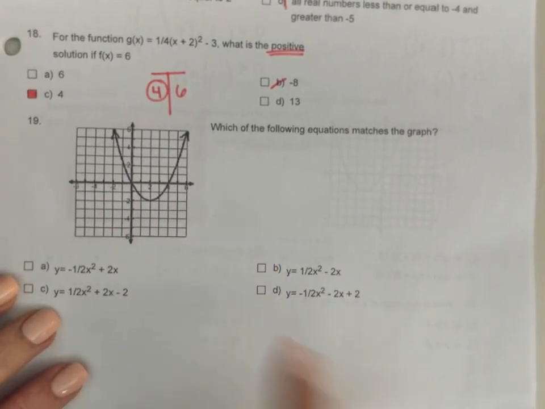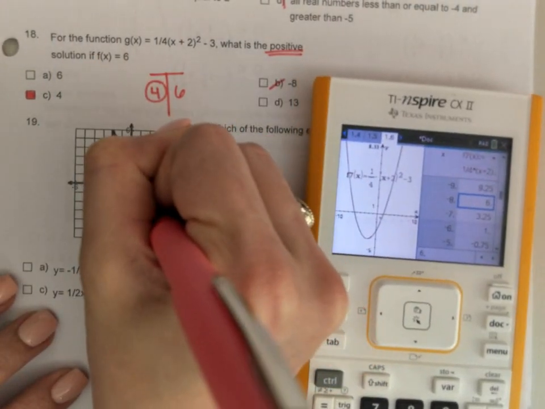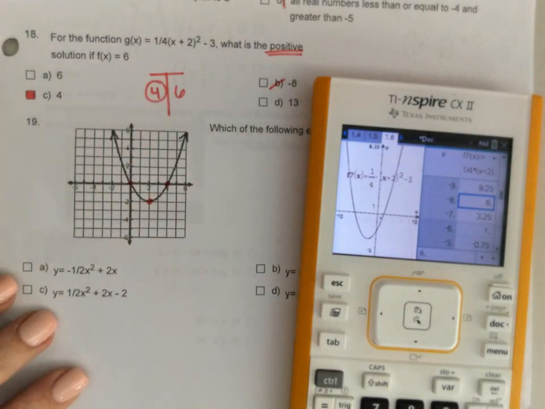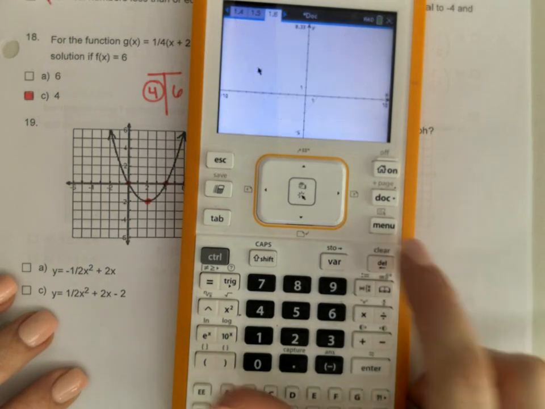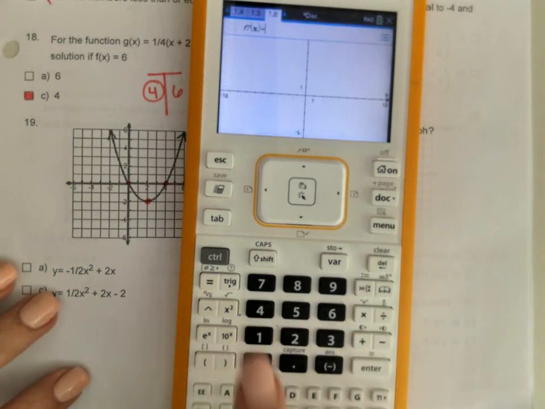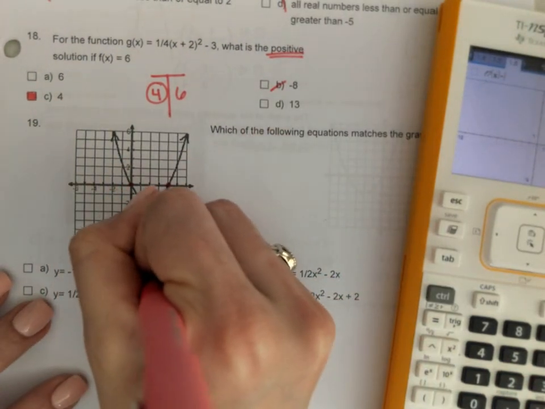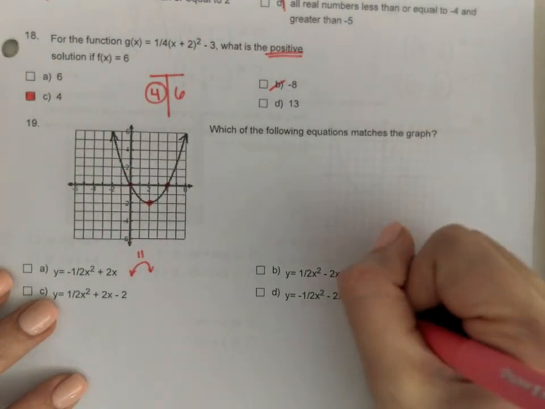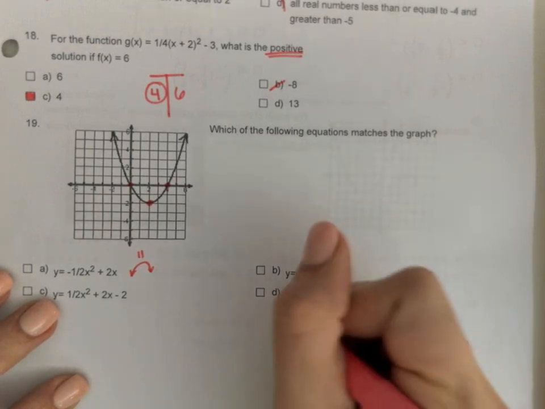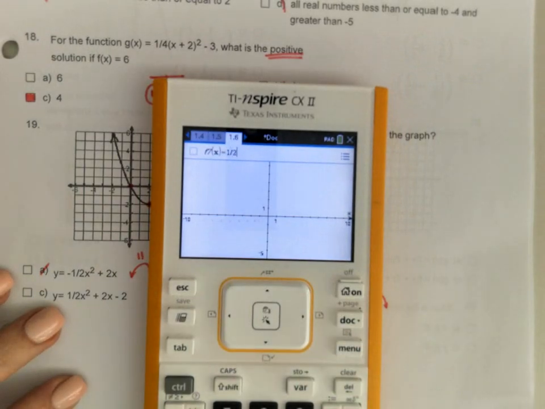So all we have to do is put these in our calculator and see which one crosses at 0 and 4 and has a vertex at 2, negative 2. Control T. Menu 3, 1. I know that if it starts with a negative out front, it's going to be a sad face. So I'm going to skip A. This is another sad face, and skip D. And I'm going to jump to C. So 1 divided by 2, x squared plus 2x minus 2.